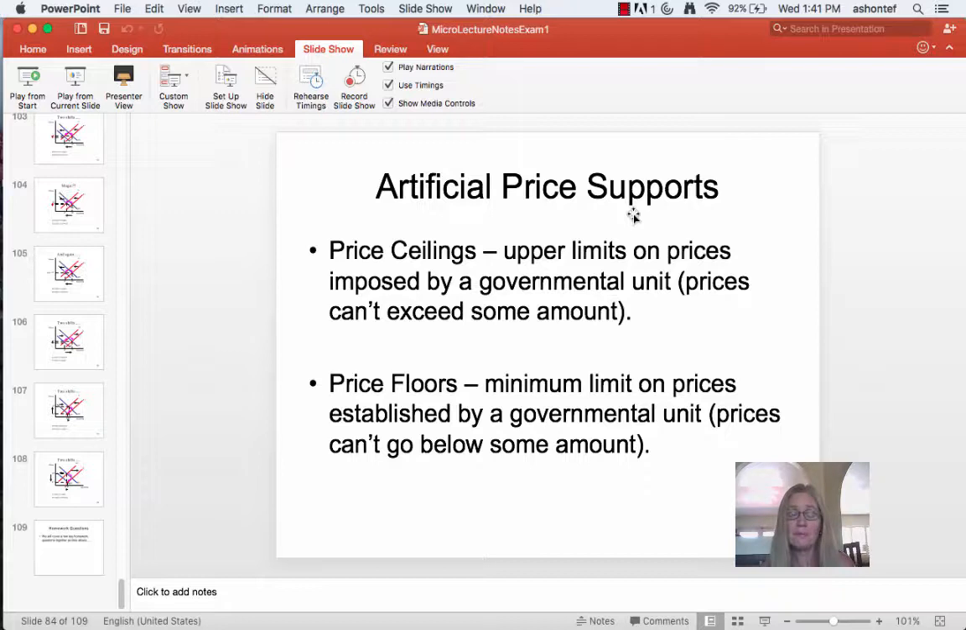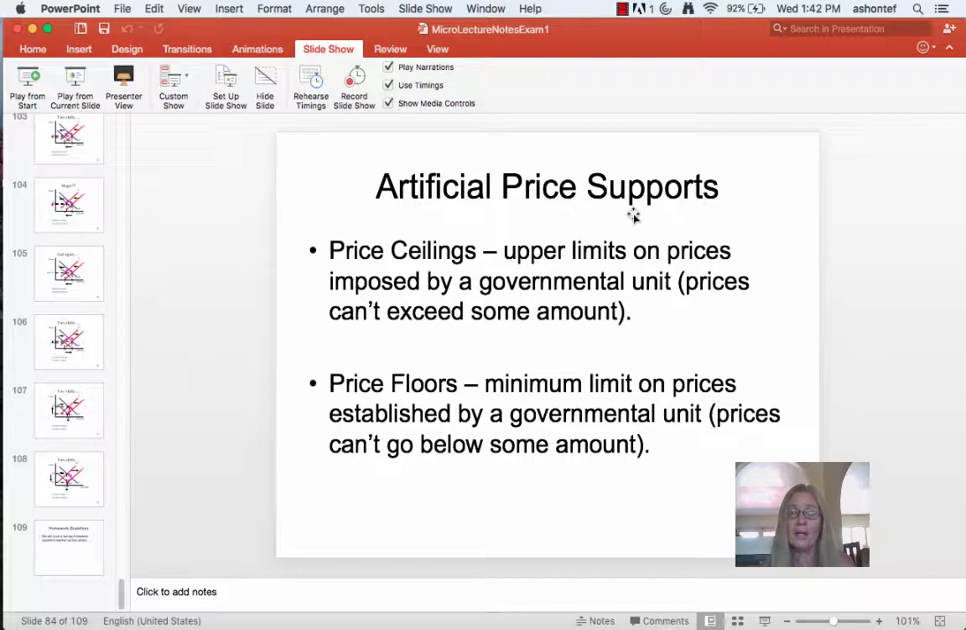So again, the binding price ceilings are when they're set below the equilibrium point, and that's when price ceilings become a problem. A price floor, on the other hand, is where the government sets a minimum limit on prices established by a governmental unit. So it means prices can't go below some amount. So just like with the price ceilings, there's always a situation in which the price floor will be a problem. So if a price floor is set above the equilibrium, so it's higher than the equilibrium price, then that is going to be considered a binding price floor. And that's the kind of price floor that causes problems.